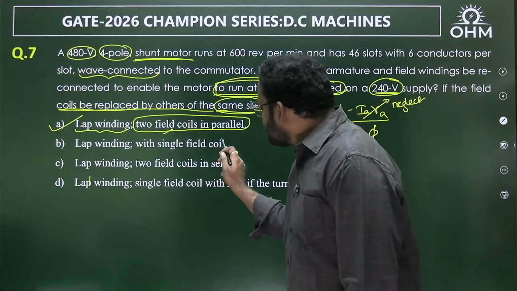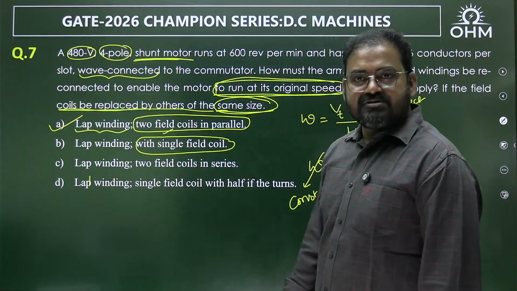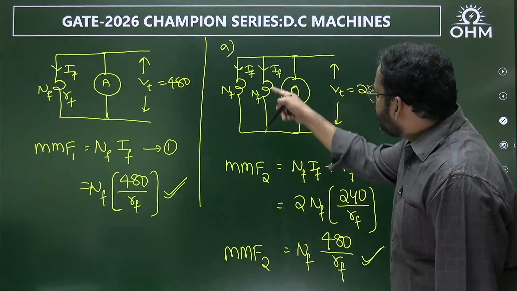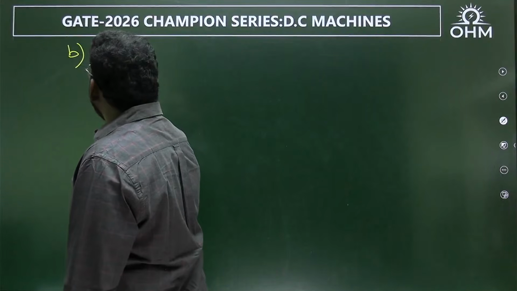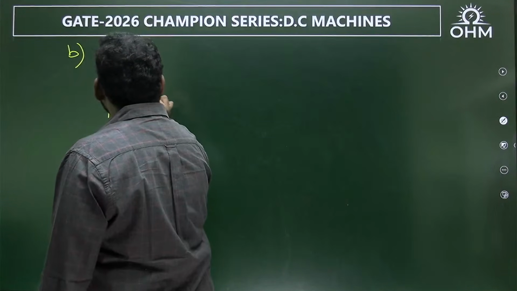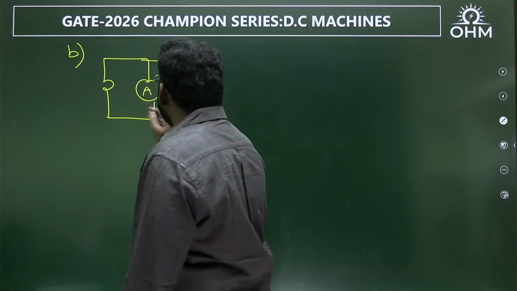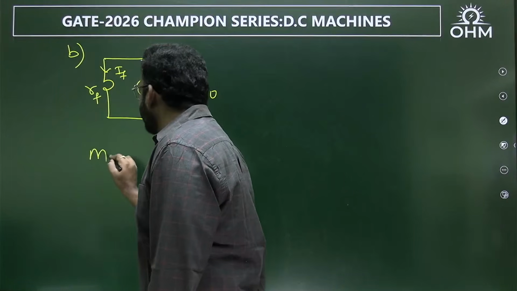In the second option, how many field coils are used? Only one field coil. If I use only one field coil, what is the new MMF? Option B. Only one field coil is used. This is 240 volt. This is a field resistance RF. Current is IF. What is the new MMF now?